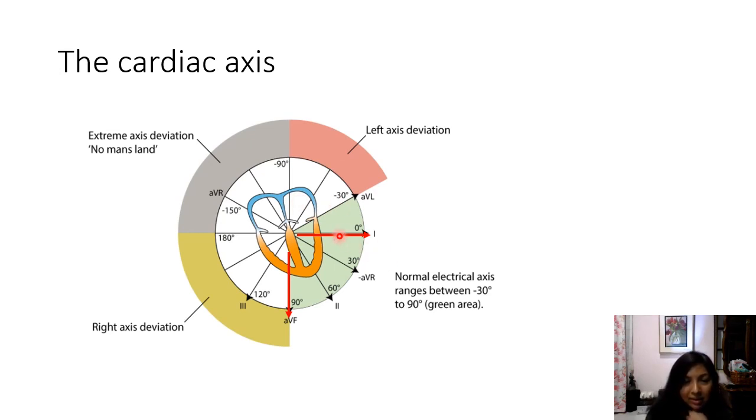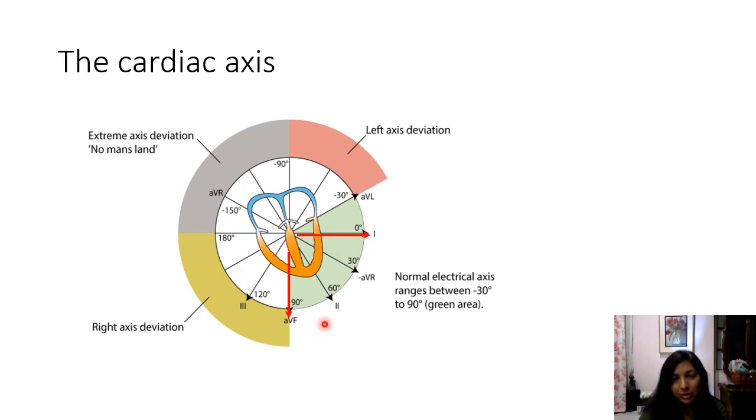But I just wanted to highlight these two red arrows between 0 and 90, which are lead 1 and aVF. They give you a very good idea of when the electrical axis is going to be normal, because we just saw that you get a net positive deflection whenever electricity moves in that direction. So if you have a positive deflection in lead 1 and a positive deflection in aVF, you are sure you do have a normal cardiac axis.